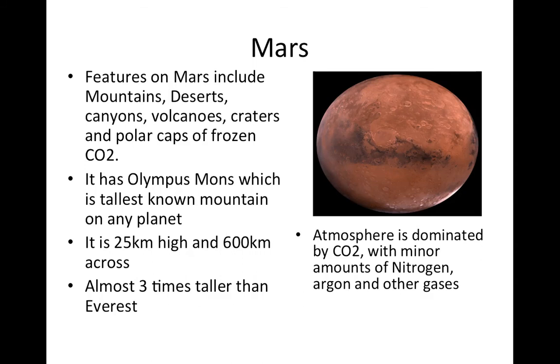Some of the interesting features on Mars, and one of the most interesting, is Olympus Mons, which is the tallest mountain of any of the known planets. It is 25 kilometers high and 600 kilometers across, and it is 3 times taller than Mount Everest.